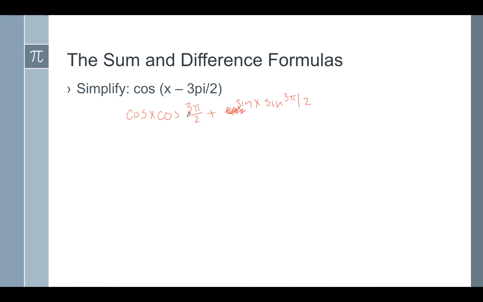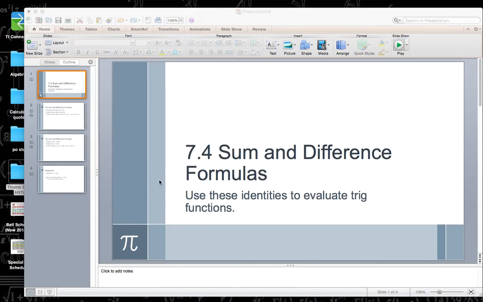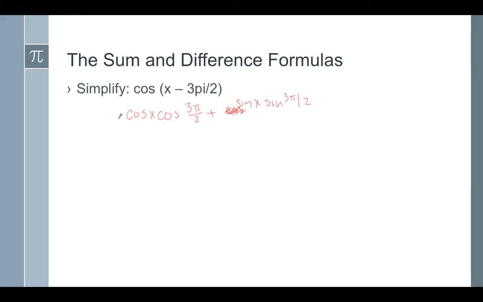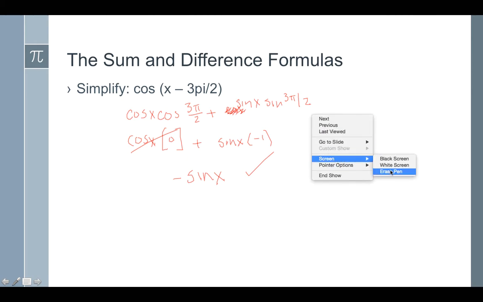And then I'm going to do this. What is the cosine of 3 pi halves? Cosine of 3 pi halves goes to a 0. So we get cosine x times 0, plus sine of 3 pi halves, which is -1. So I get sine x times -1, and that's 0. And I get just a negative sine of x. Done. Simplified. Right? We know how to simplify things. We just get a new identity to use.